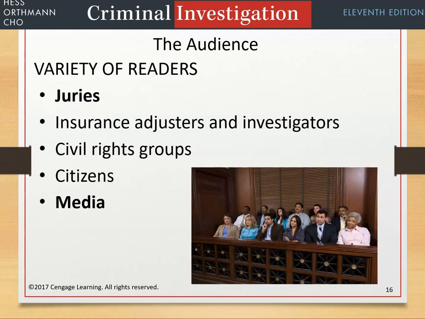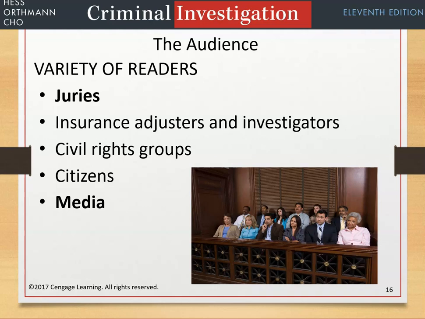Now, some of the important ones that I talked about, I bolded the juries and the media. And all of these, as it relates to audience, are important. But juries, remember, they are the trier of fact. And the facts are going to come from your police report. Or some of the facts will come from your police report. So that's a really important thing to think about.